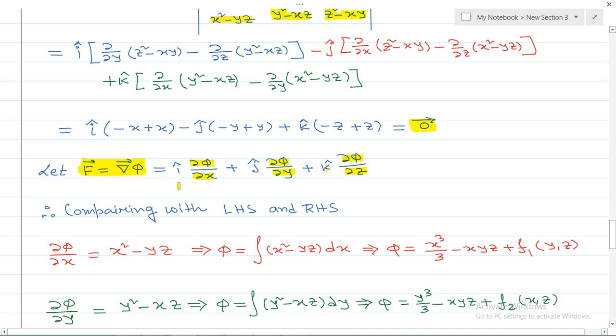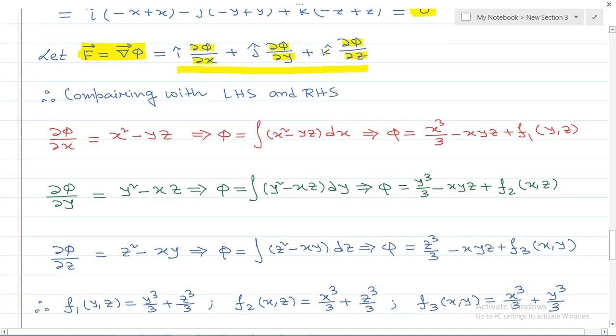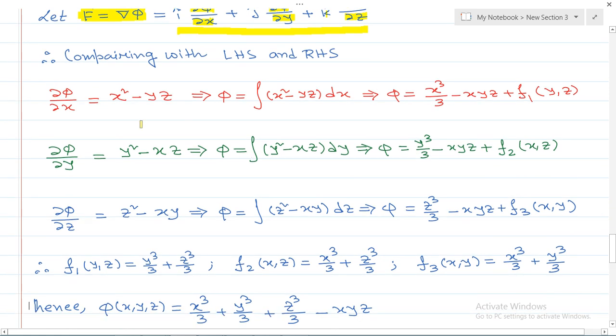So comparing LHS and RHS, what will we get? The del phi del x value is going to be x square minus yz. The del phi del y component is going to be y square minus xz, and the del phi del z component is going to be z square minus xy.